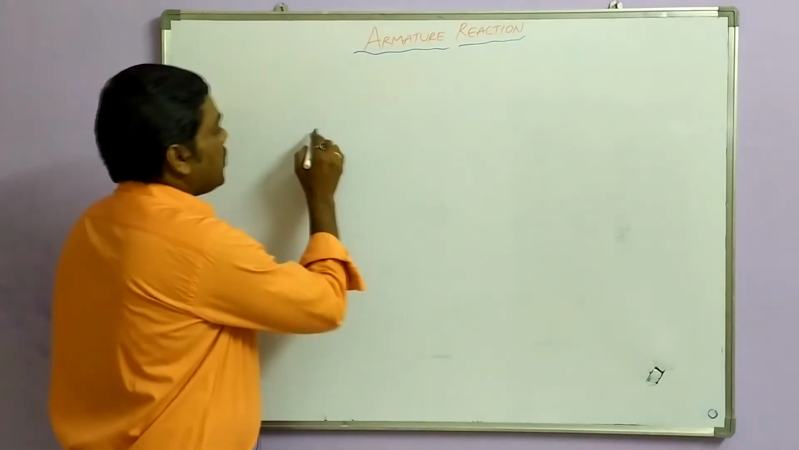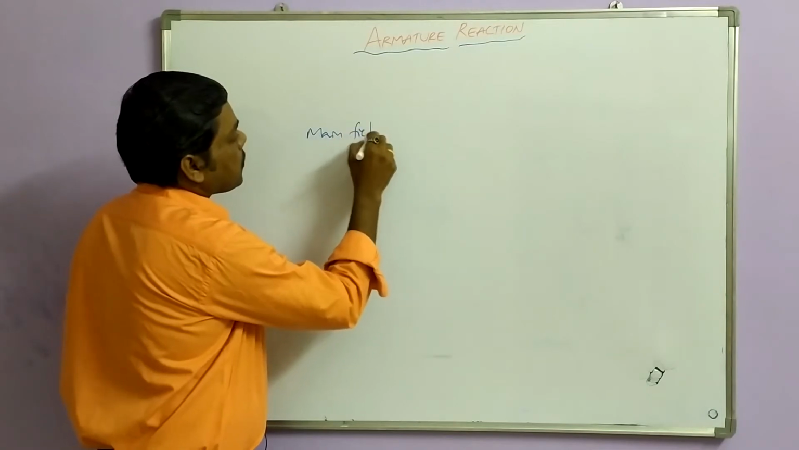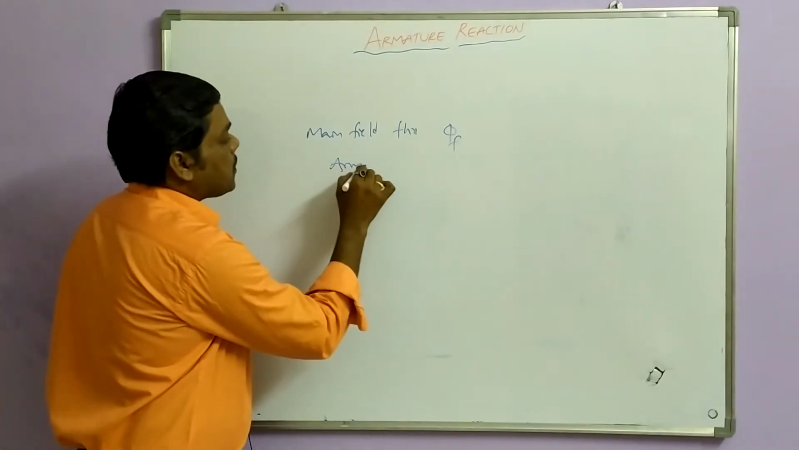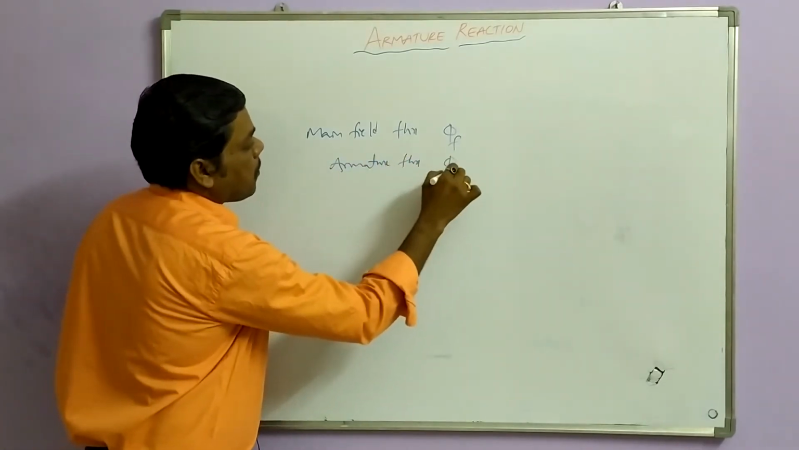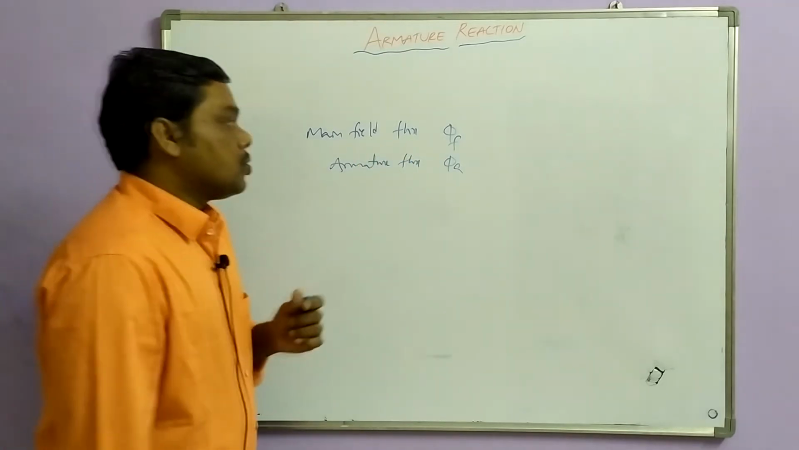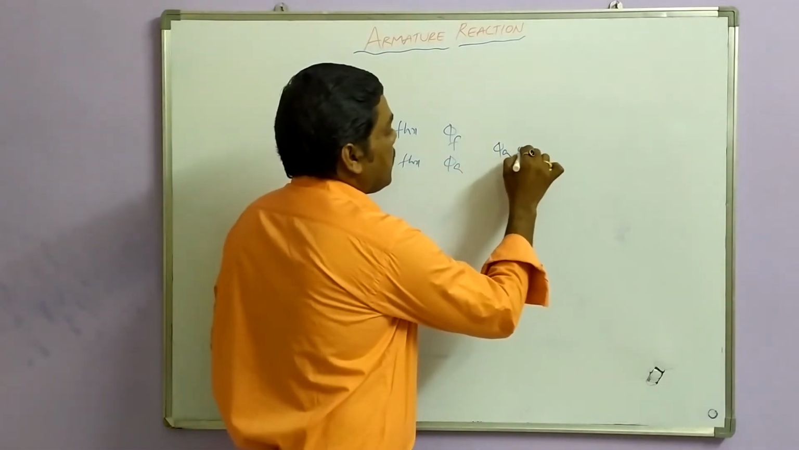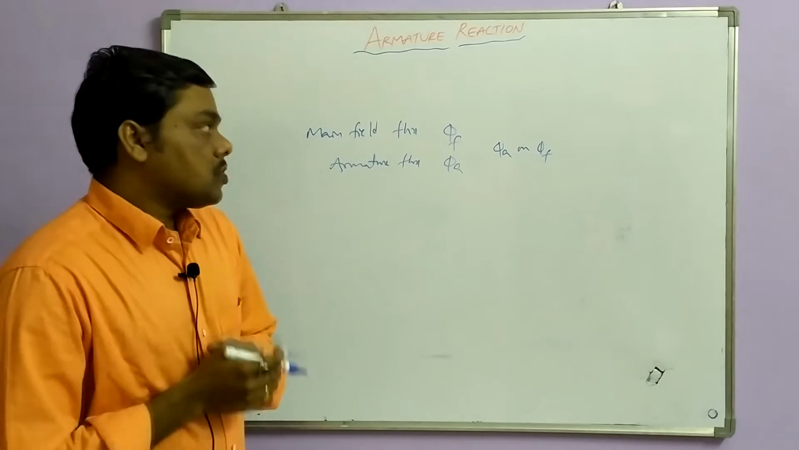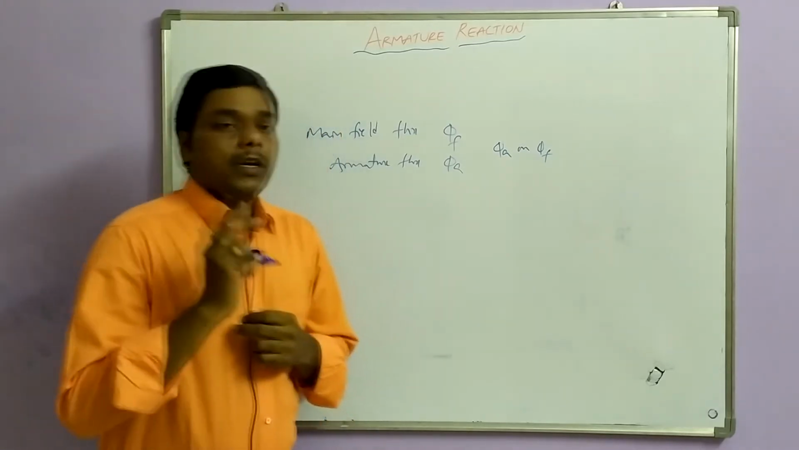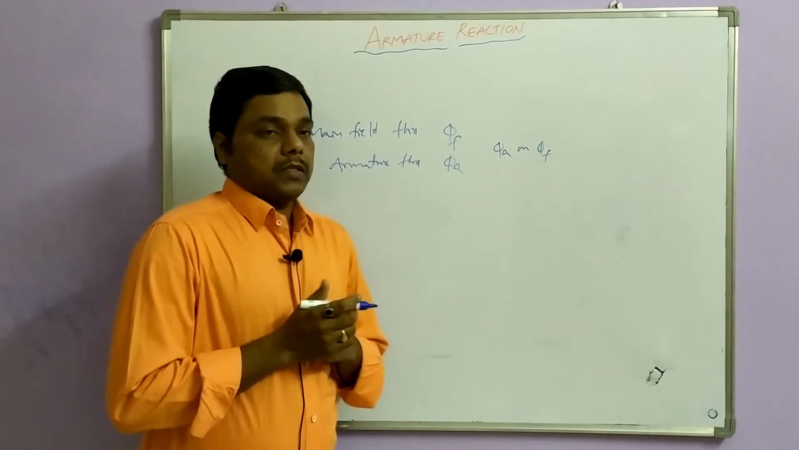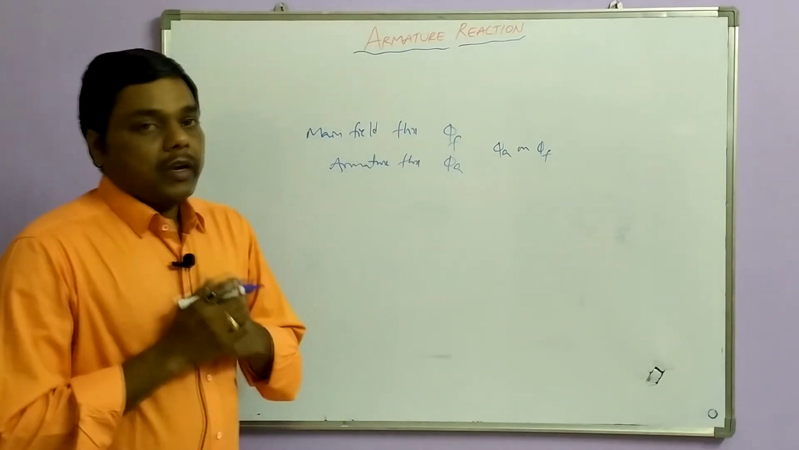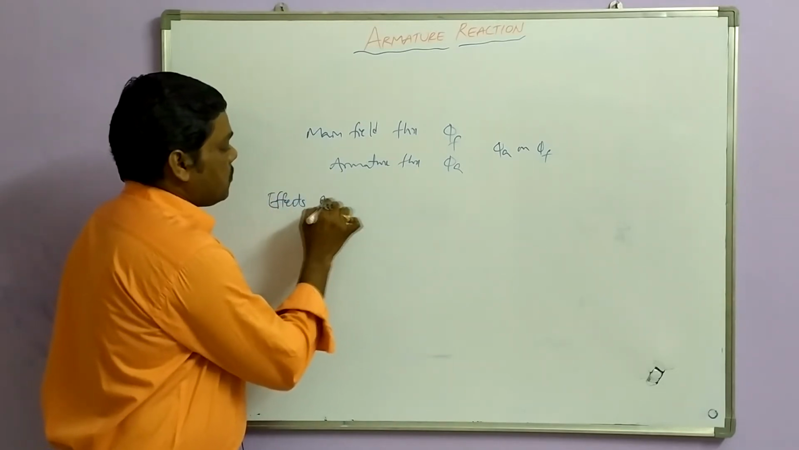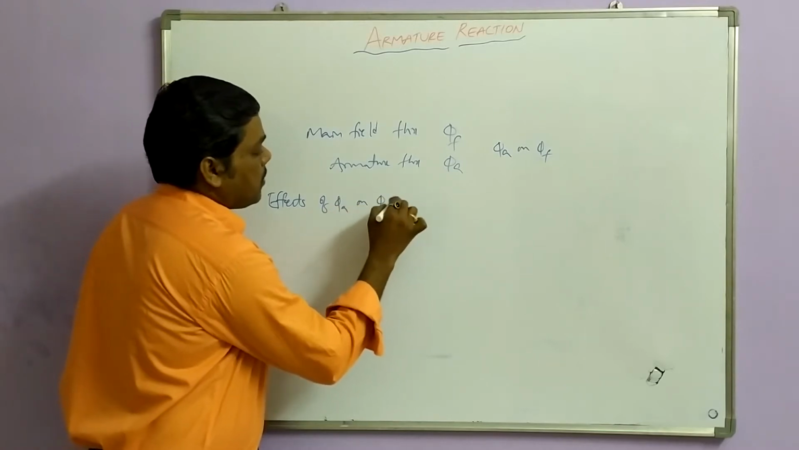So you can say that main field flux is pi f and armature flux is pi a. So what is the effect of pi a on pi f is called the armature reaction. So this pi a is going to affect the main field flux in two ways. So what is the effect? So first one is effects of armature flux on main field flux.